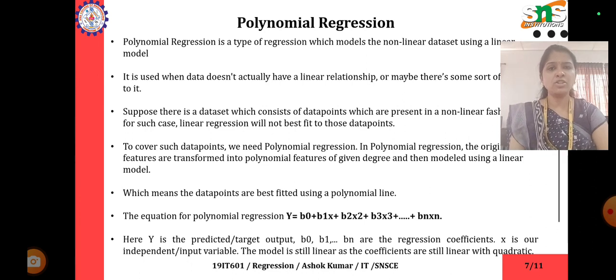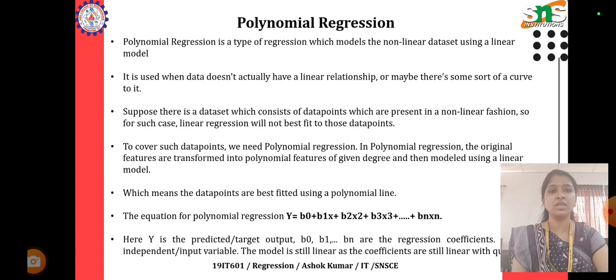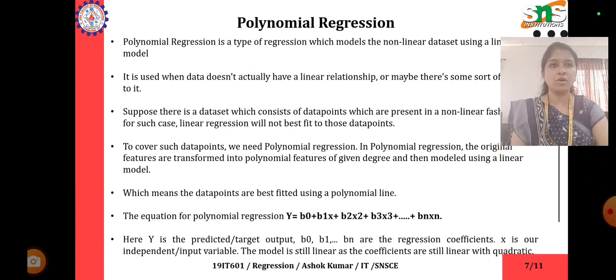Polynomial regression. Polynomial regression is a type of regression which models a nonlinear data set using a linear model. It is used when data doesn't actually have a linear relationship, or maybe there is some sort of a curve to it. Suppose there is a data set which consists of data points which are present in a nonlinear fashion. For such a case, linear regression will not best fit those data points. To cover such data points, we need polynomial regression.